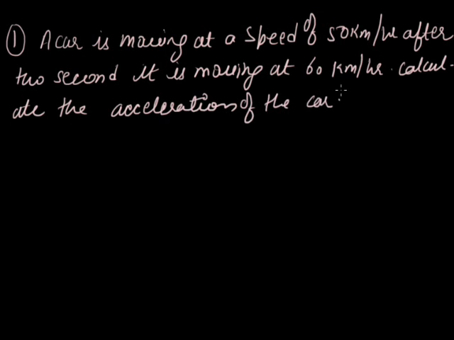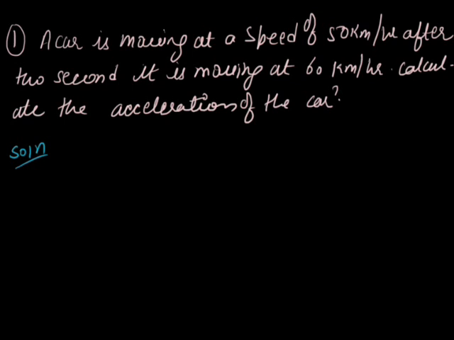Of the car. Here in the given question, it is providing us the information that a car has a speed of 50 km per hour for the first 2 seconds, and then the same car is moving at 60 km per hour. So we have to find the acceleration of the given car. The speed is given in kilometer per hour, and for acceleration the unit is meter per second squared. So first we convert 50 km per hour into meter per second, and secondly we also convert 60 km per hour into meter per second.